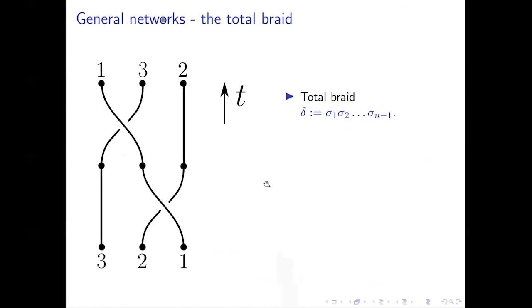Now, to consider general networks, we need to consider something called a total braid. In 2D, we call a total braid a product of all simple braids, and this is such a move: sigma one, then sigma two, if we have just three onions. So in other words, the first onion goes to the end of the line, always.